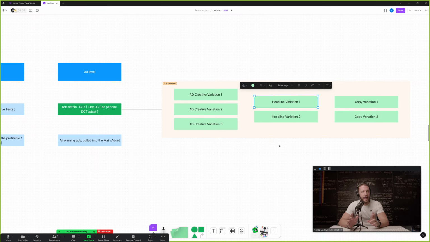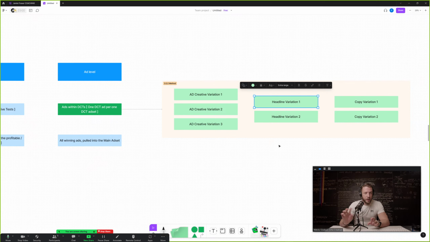And headline, you know what it is. We're testing out different headlines. We are always iterating. For example, we have tested 2 different headlines in one DCT. The next time we are rolling out new DCTs, we can pull in the winner from the previous one and set it to compete against a new variation of the headline in the next test. The same goes for copy.